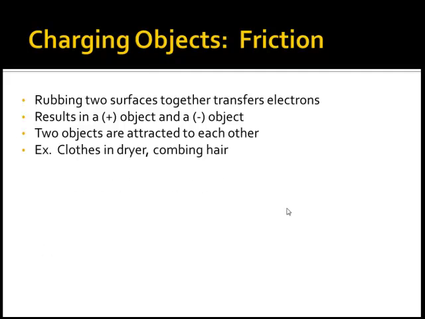So that's an example. Other examples are clothes in a dryer and combing your hair. Most of the material that combs are made out of will grab onto the electrons in your hair, and then your hair will stick to the comb.